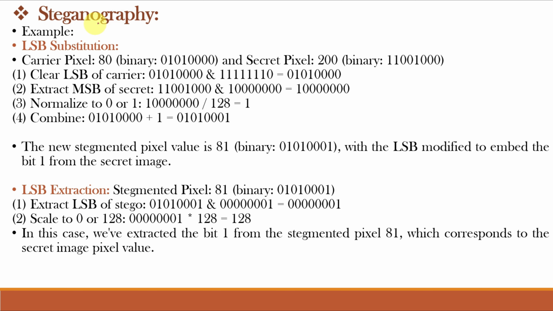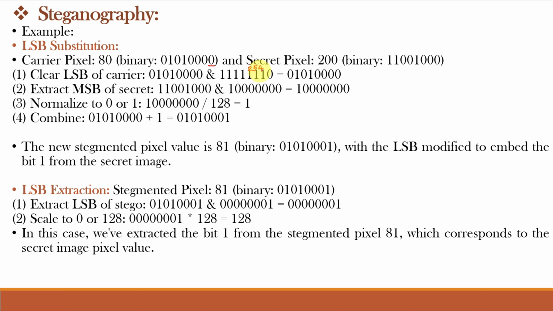Now let us understand the steganography algorithm with one example. At the transmitting side, we will do the LSB substitution, and conversely on the receiving side, we will do the LSB extraction. Say for example, our carrier pixel is 80, whose binary is this, and our secret pixel is 200, whose binary is this. The first step is to clear the LSB of the carrier. Here our LSB is this 0. To clear this 0, we will perform an AND operation with 254.